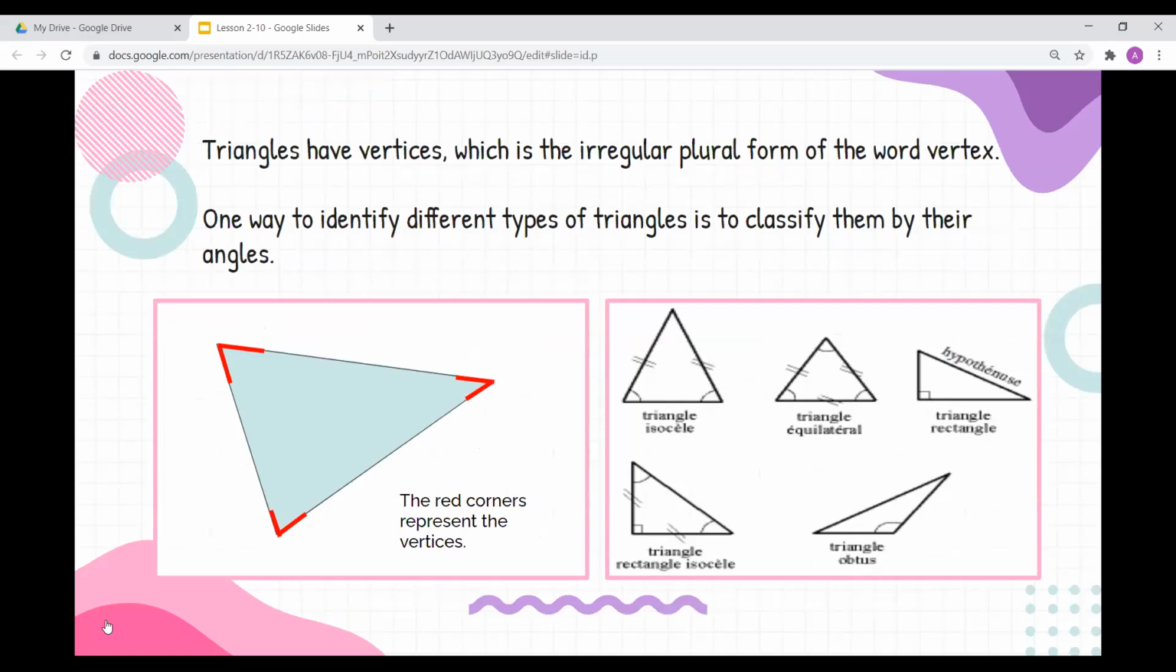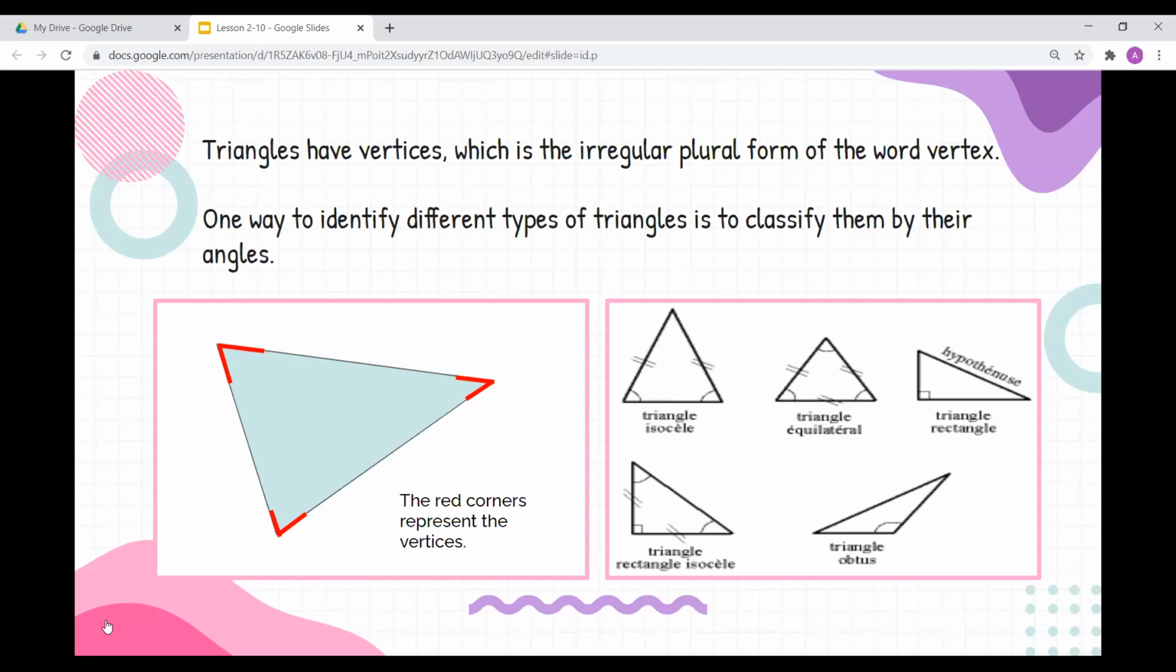Triangles have vertices, which is the irregular plural form of the word vertex. One way to identify different types of triangles is to classify them by their angles. Take a look in the first example. I've highlighted each of the vertices red. The red corners represent the vertices. Each one of those by themselves is known as a vertex, but when you say more than one, we use the word vertices.